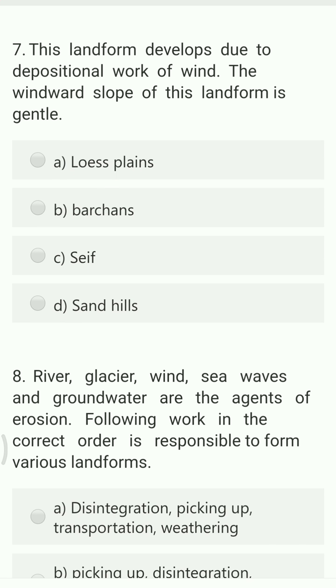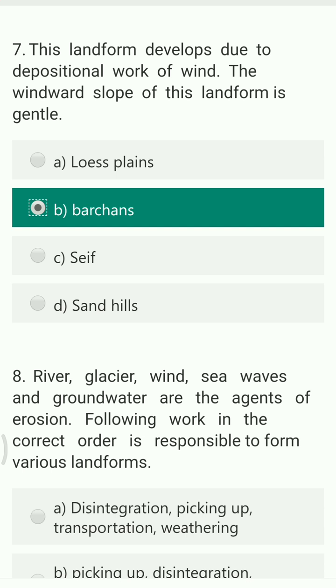Next question. The landform develops due to the depositional work of wind. The windward slope of this landform is gentle. So the options are loess plains, barchans, seif and sand hills. So in this the answer is barchans.